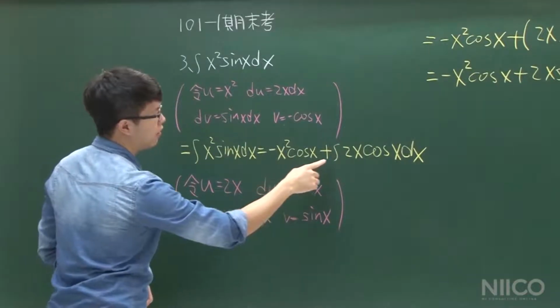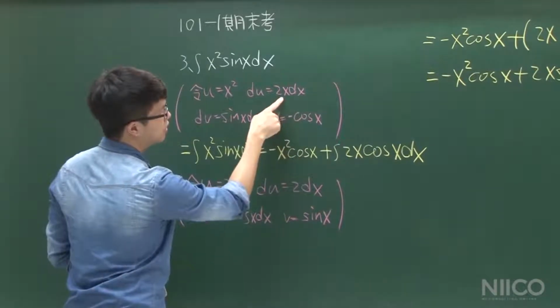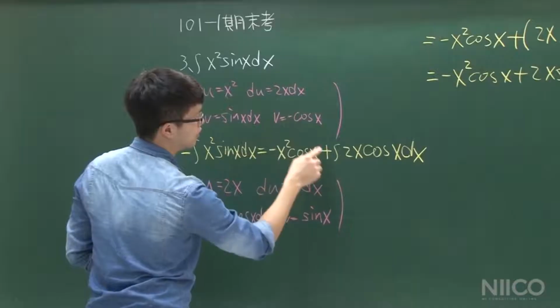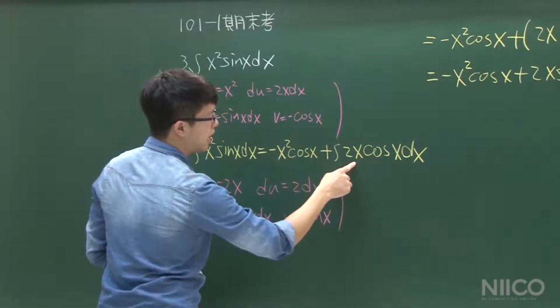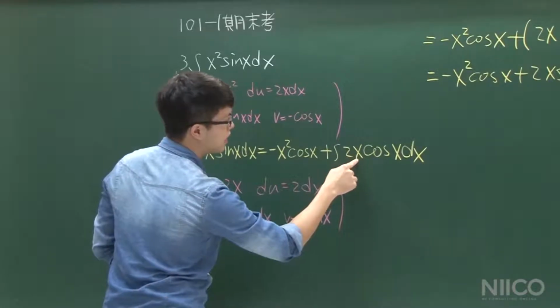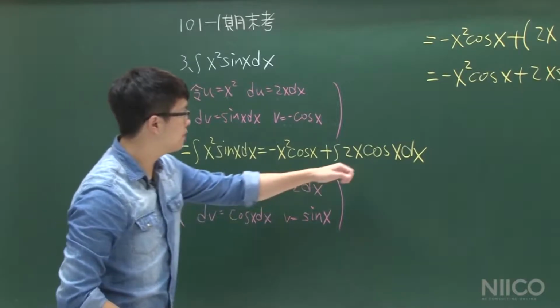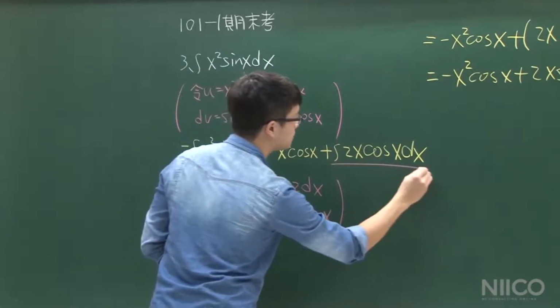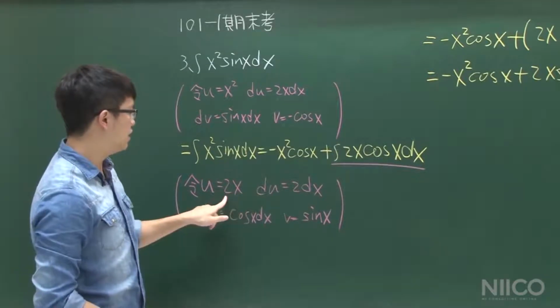So u equals x squared, so du equals 2 times x times dx, and dv equals sine x times dx, so v equals negative cosine x. Our original integral can be written as negative x squared times cosine x plus the integral of 2x times cosine x dx. To deal with this integral, let's use integration by parts yet again.